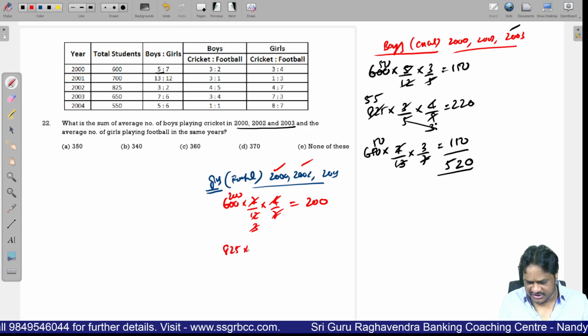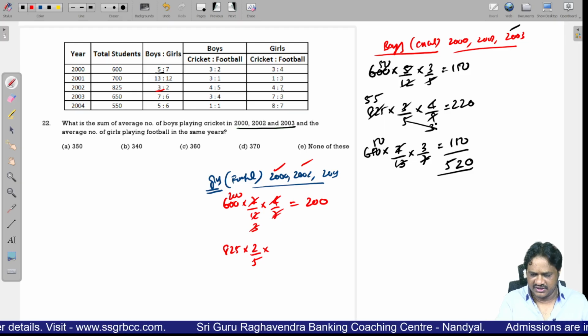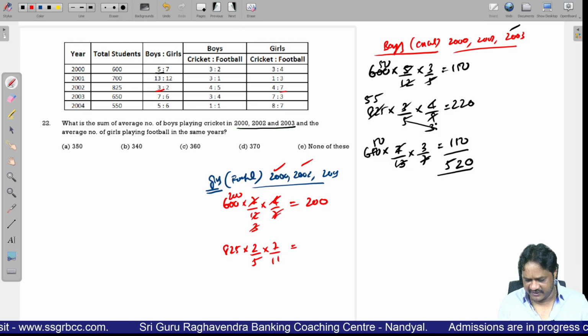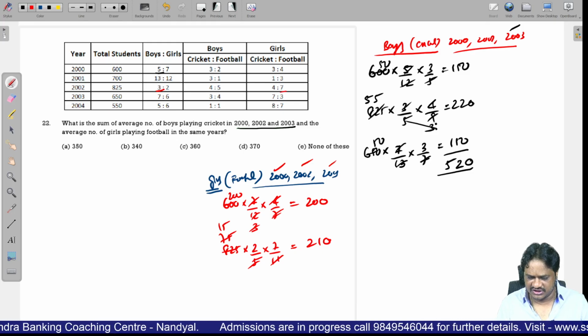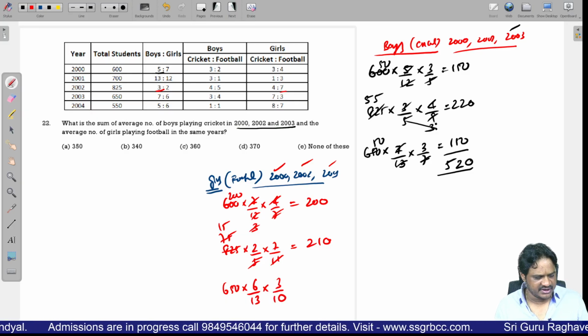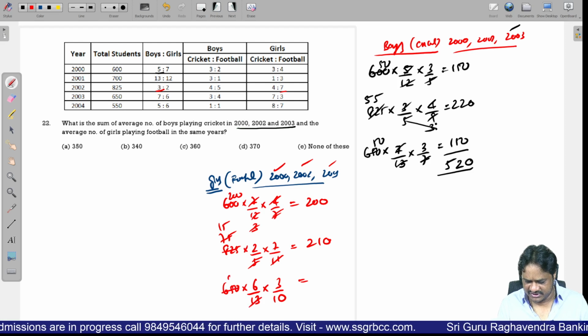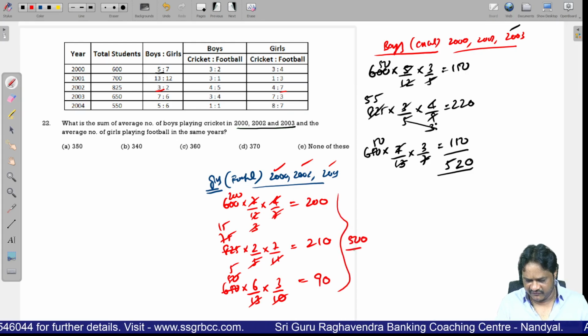2002 total strength is 825. Boys are 3 parts, girls will be 2 parts. In this, football playing girls are 7 by 11. 11 sevens, 11 fives, 5 ones, 5 15. 15 into 2 is 30, 30 into 7 is 210. Next 2003. It is 650. Girls are 6 by 13. In this football playing girls are 3 by 10. Let us do this one. 13 ones, 13 50, 10 ones, 10 5. It is 6 into 5 is 30, 30 into 3 is 90. So total we are going to get 500.